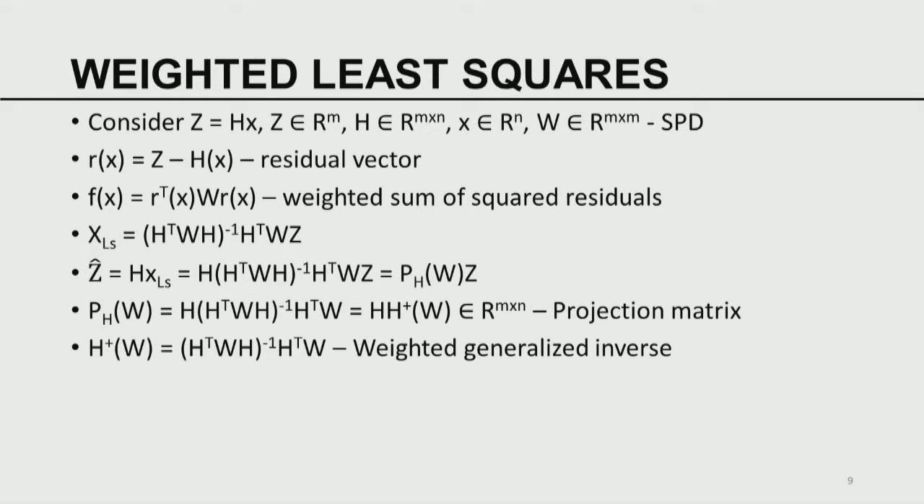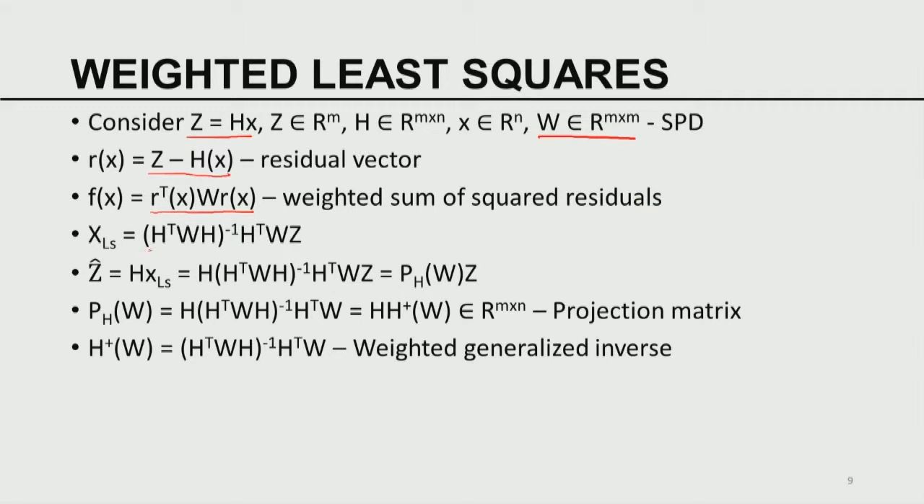So I'm going to now go to the least squares with the weight present. So in the case of weighted least squares, consider z is equal to h of x. There is a weight matrix. Therefore, I am going to be concerned with the residual z minus h of x, that is the residual vector. My f of x is r transpose w r, that is the weighted sum of square residual.